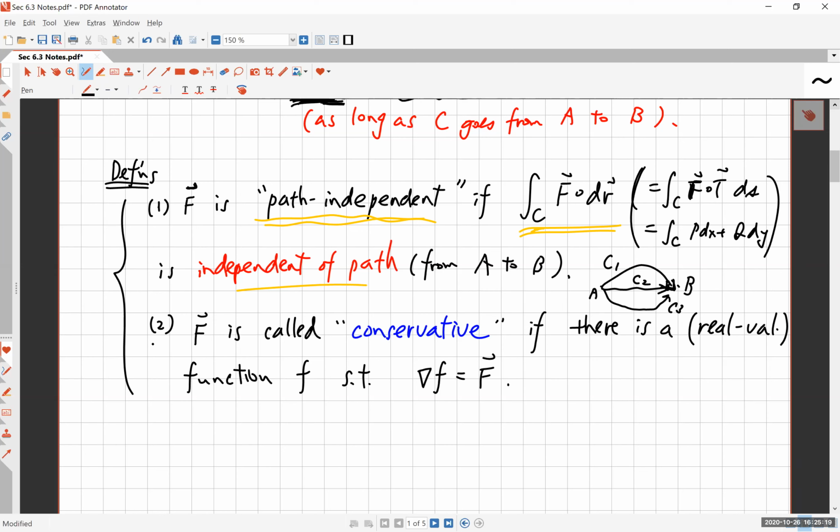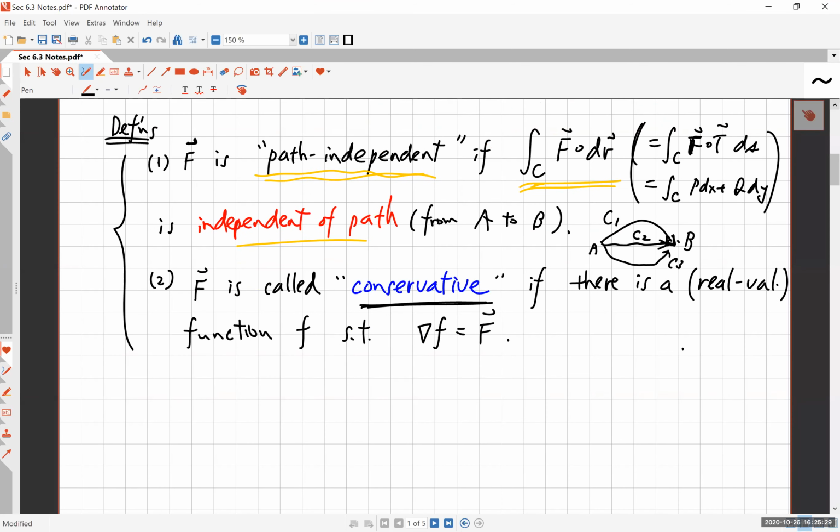Number 2, the vector field F is called conservative. Now, this is a very different type of word. It is based on conservation of energy in physics. But the capital F is called conservative if there is a real valued function, lowercase f, and by the way, this is f of x y, two-dimensional for the time being. We can extend it to a three-dimensional function later. But f such that its gradient is the given vector field.